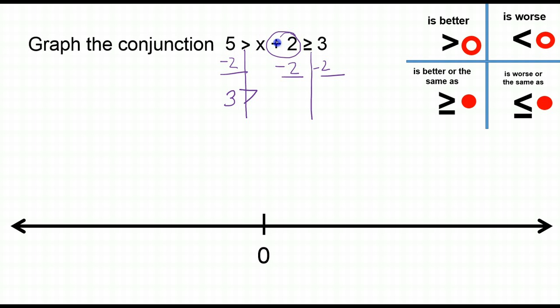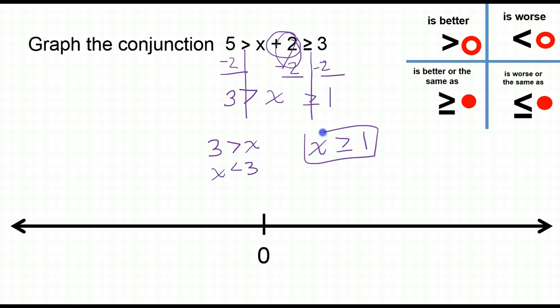So 5 take away 2 is 3. 2 take away 2 is 0. And 3 take away 2 is 1. And we're going to kind of just pull these apart. I'm going to put this in order. All right, so I'm going to be looking for all the numbers that are greater than 1.